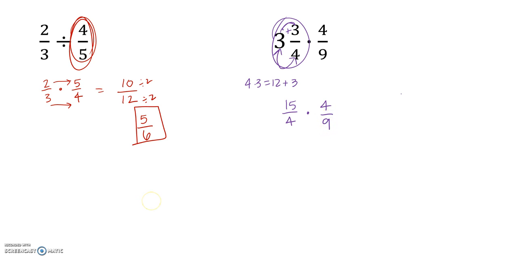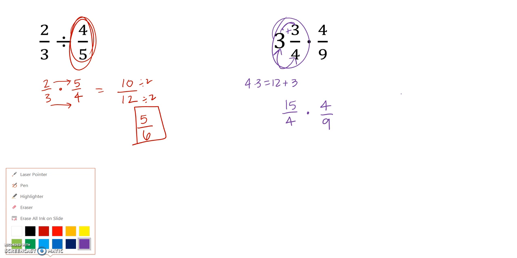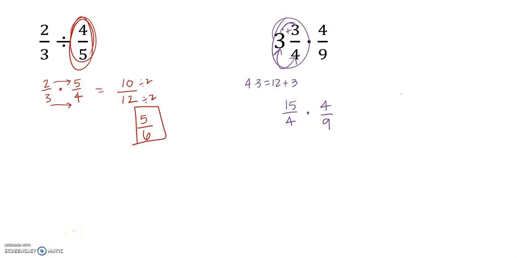Now, you can simply multiply straight across the top and straight across the bottom here, but that's going to make your numbers very large. Notice how we have a 4 here and a 4 here. Those 4s will eventually cancel each other out. So you can just ignore them and say, this is 15 over 9. The 4s would cancel out in the reducing process.